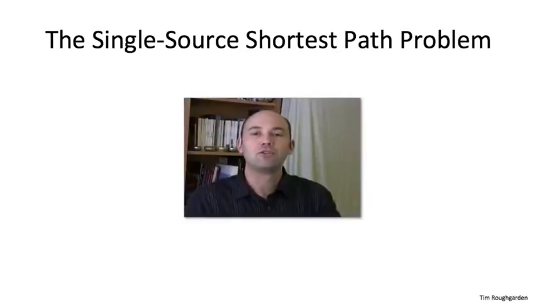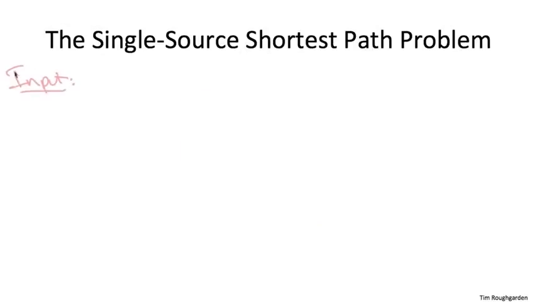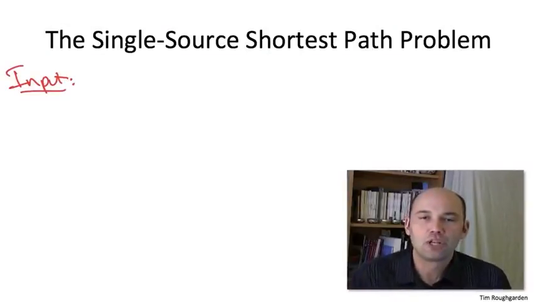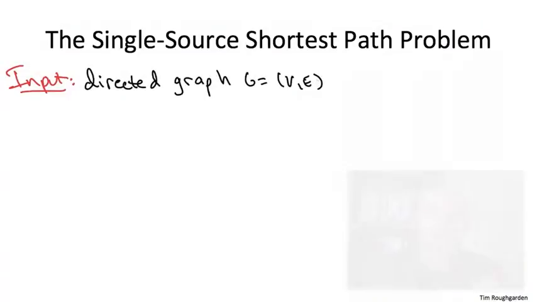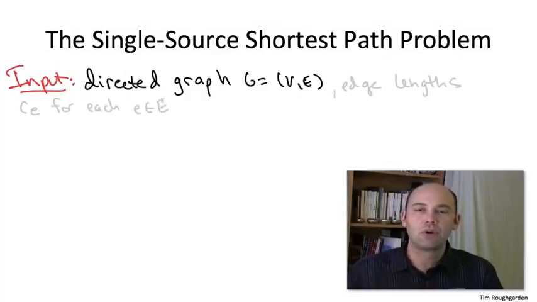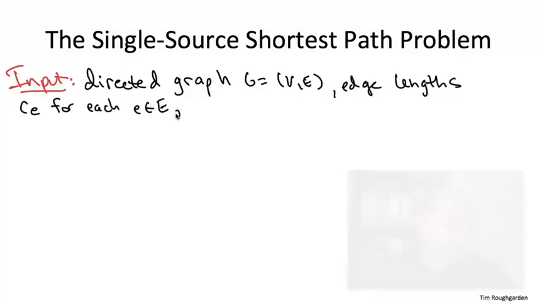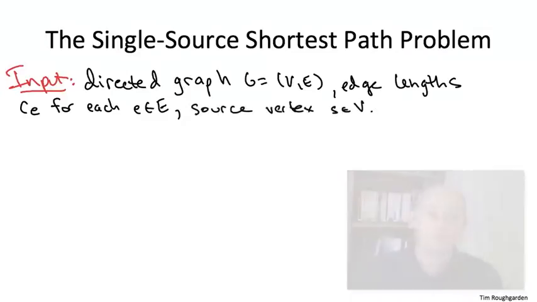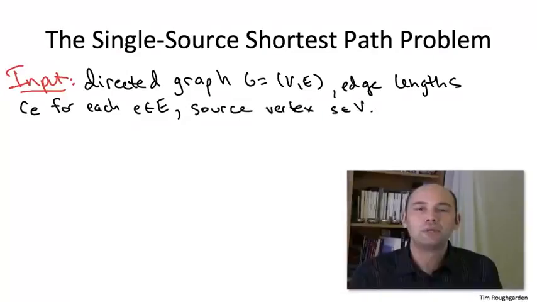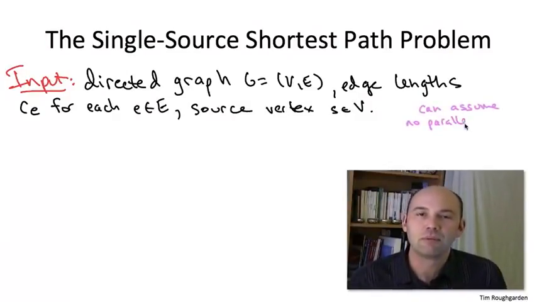Let me just quickly remind you the definition of the problem. What's the input? What's the output? We're given a graph, and when we talk about shortest paths, we're going to be discussing only directed graphs. Each edge of the graph has a length, which we're going to denote by C sub e. And one vertex, which we'll denote by little s, is designated as the source vertex. We're going to assume that the graphs are simple, that is, there's no parallel edges. The reasoning is the same as in the minimum spanning tree problem.